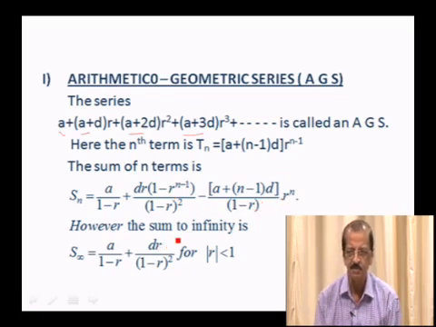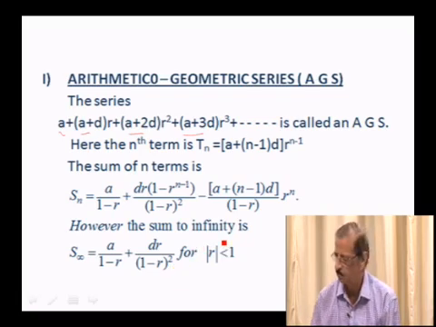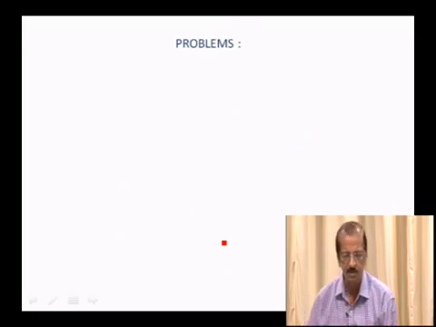However, for the sum to infinity, we will be using this formula, S infinity is equal to a over 1 minus r plus dr over 1 minus r whole square, for mod r less than 1. So, let us use this in problems.